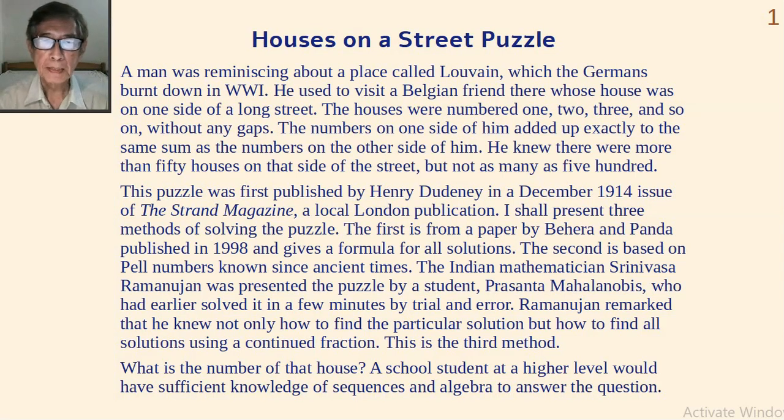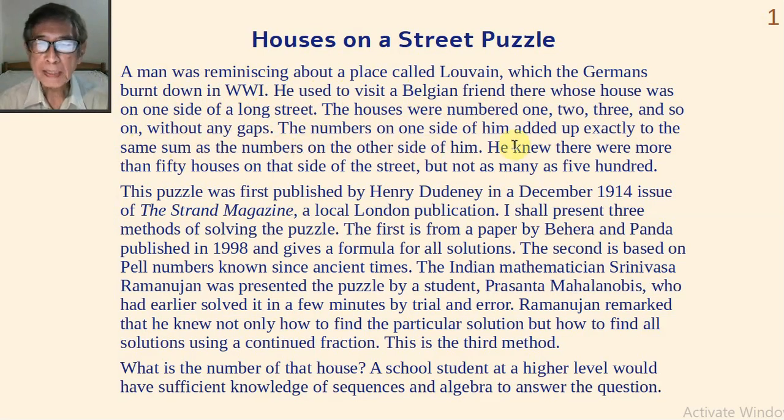Today we'll look at the houses on the street puzzle. A man was reminiscing about a place called Louvain, which the Germans burned down in World War One. He used to visit a Belgian friend there whose house was on one side of a long street. The houses were numbered 1, 2, 3, and so on, without any gaps.